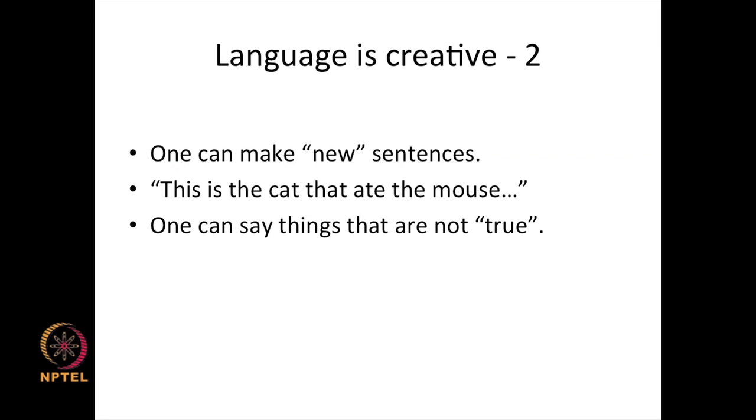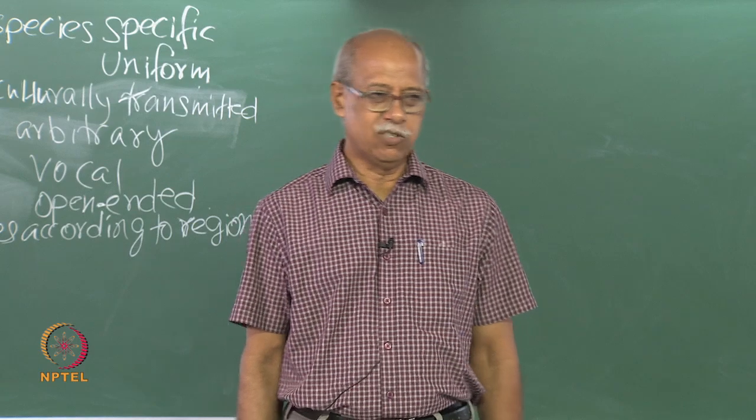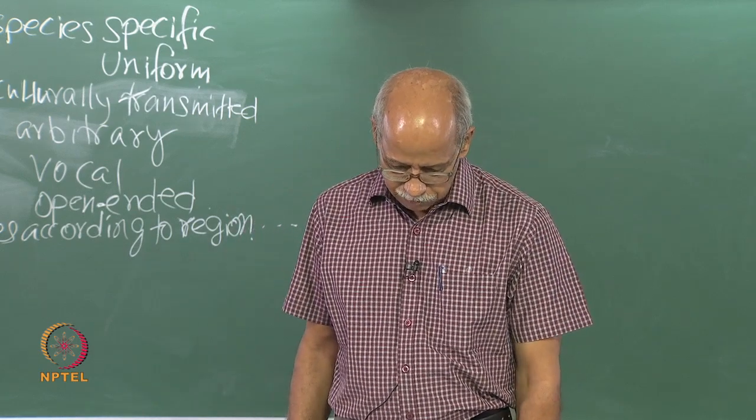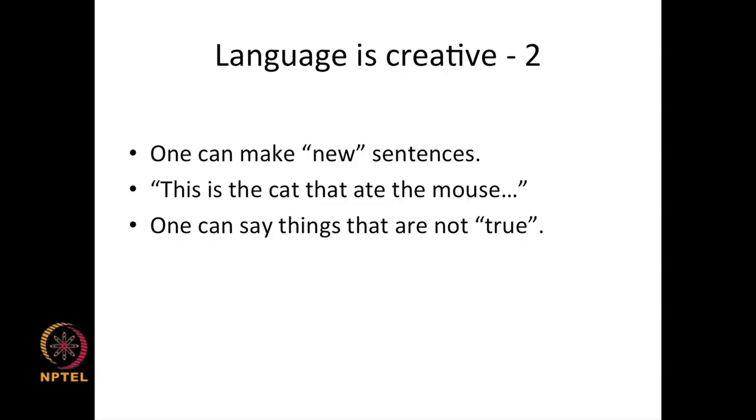So language is creative. There is no law saying that you can use cow only for cow. You can use cow for lion, you can use cow for snake, you can use anything you like. Language is your property, nature has given it to you. Use it any way you like. There is no restriction there. You can always make new sentences, no matter how long the sentence is. No matter how long a sentence is, you can always add something.